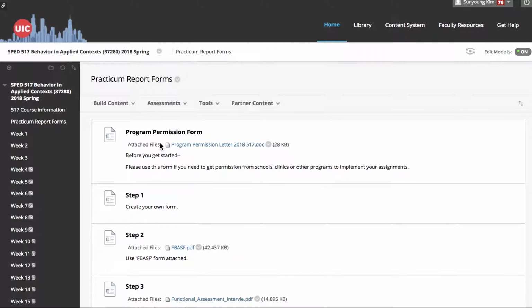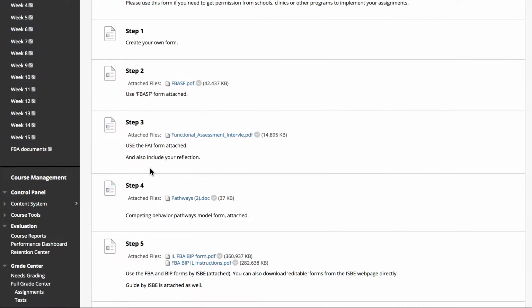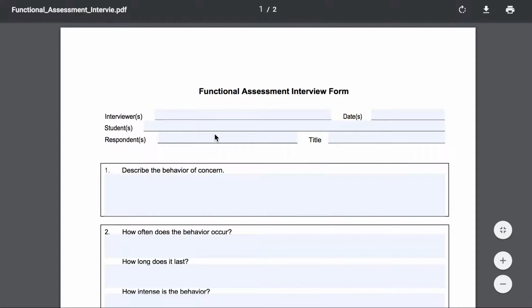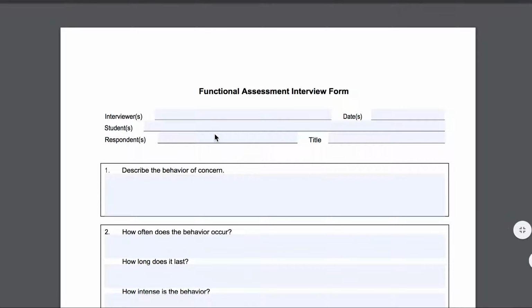Okay, to complete steps 3 and 4, you will go online and download the forms. So step 3 is about the functional assessment interview. You know, there are so many functional assessment interview forms available online. If you Google, you'll find so many.